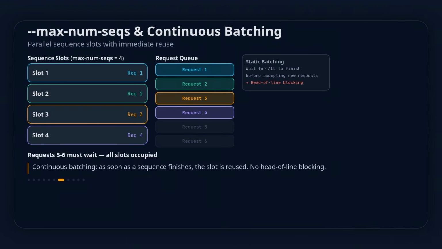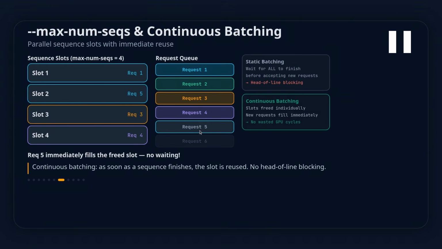Now with continuous batching, as soon as a sequence finishes, the slot is reused. So now let's see. We'll finish one of these requests. So now request 2 is done. So the slot is freed immediately. And now request 5 comes into slot 2. So as we see in continuous batching, the slots are freed individually and new requests get filled immediately, so we don't waste GPU cycles. So this dramatically improves throughput under load.